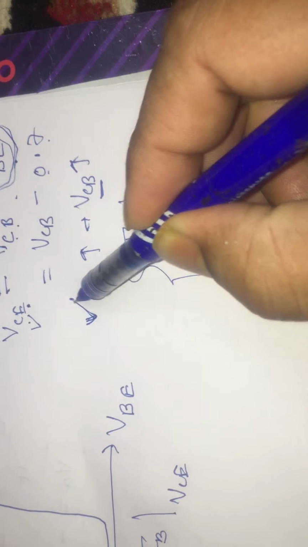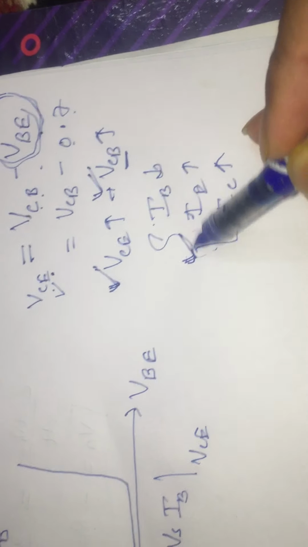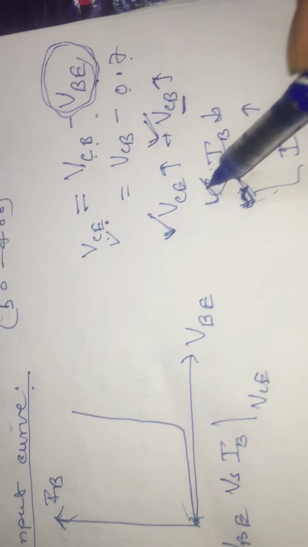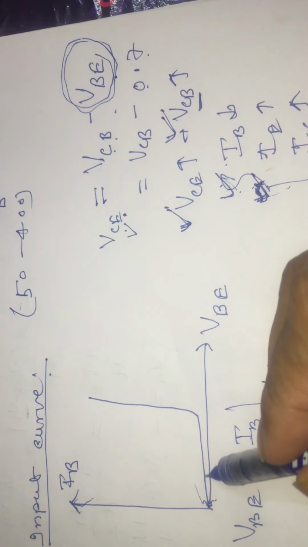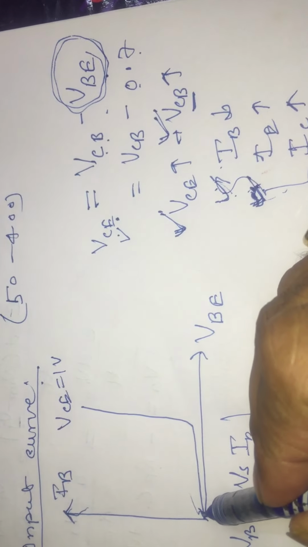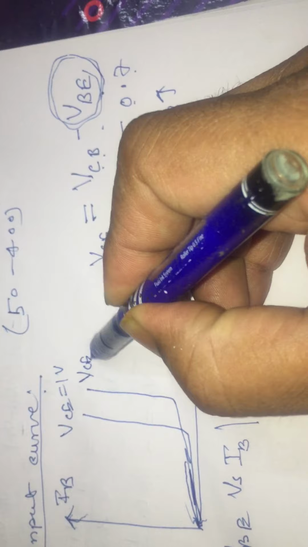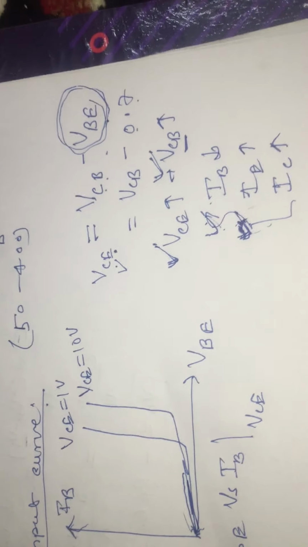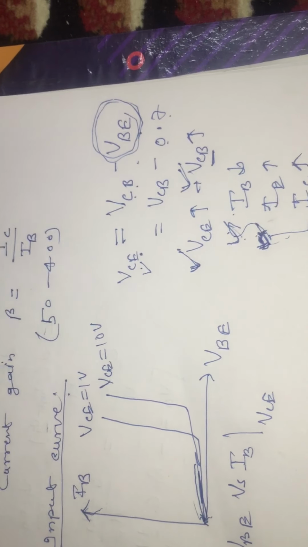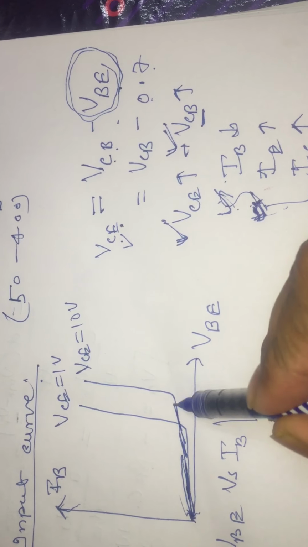So due to the early effect, when VCE increases, it means VCB increases. VCB increasing means IE will also increase. So here IB will decrease. So we have to plot the curve. If it is for VCE equal to 1 volt, and for VCE equal to 10 volt, when we are increasing VCE, VCB will increase, and IB will be reduced. So now the curve is like this. This is the input curve of the common emitter amplifier.